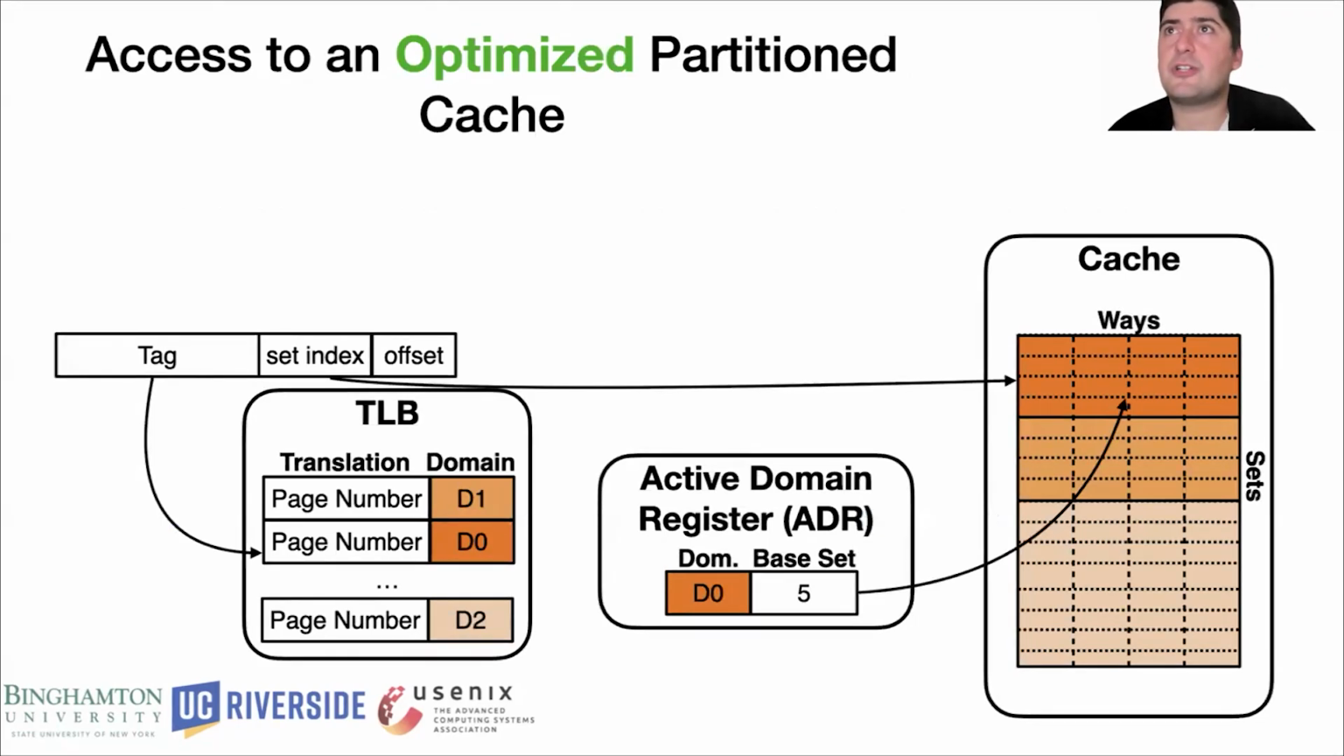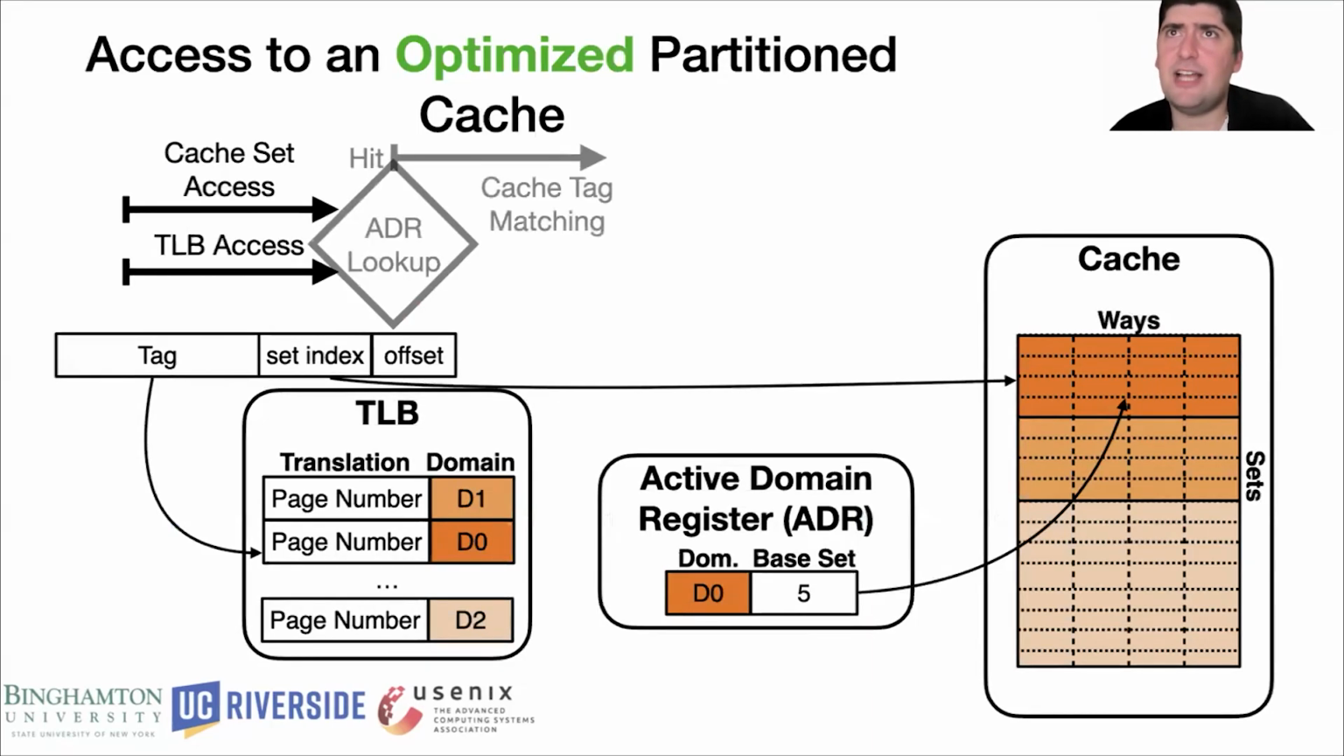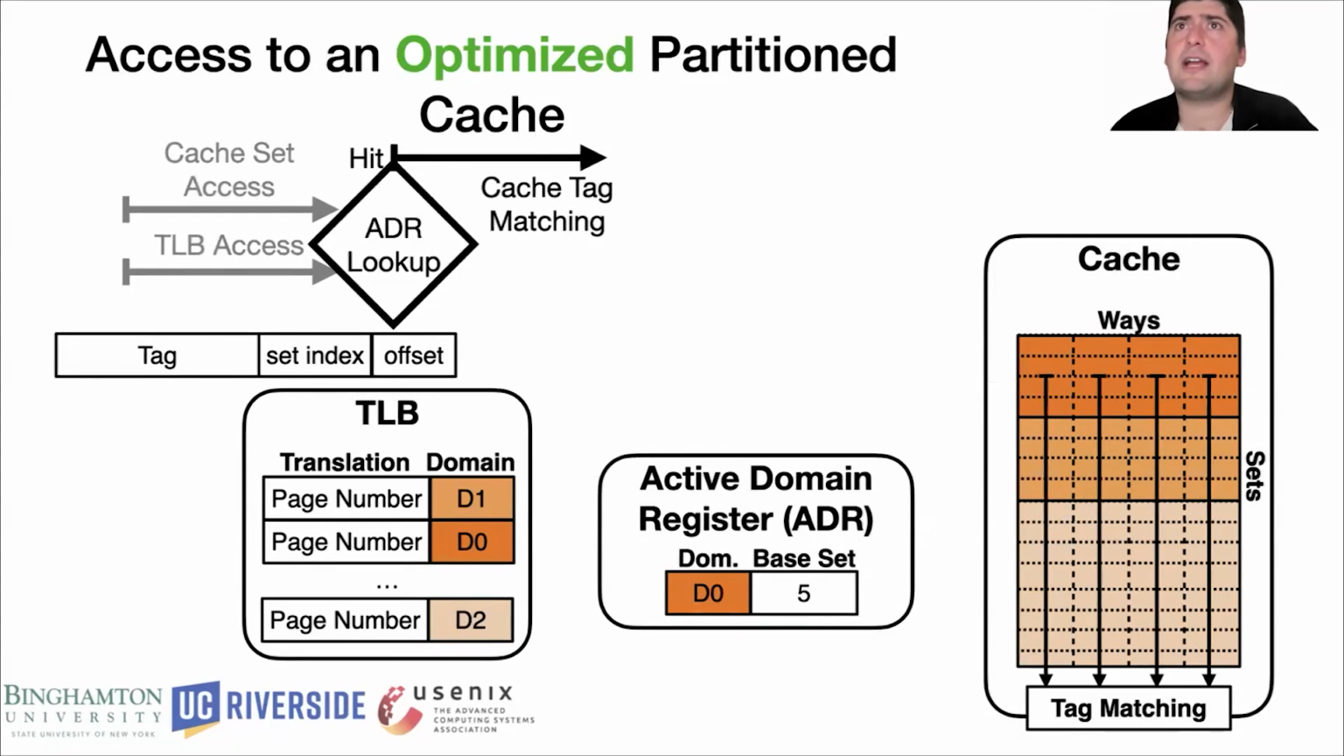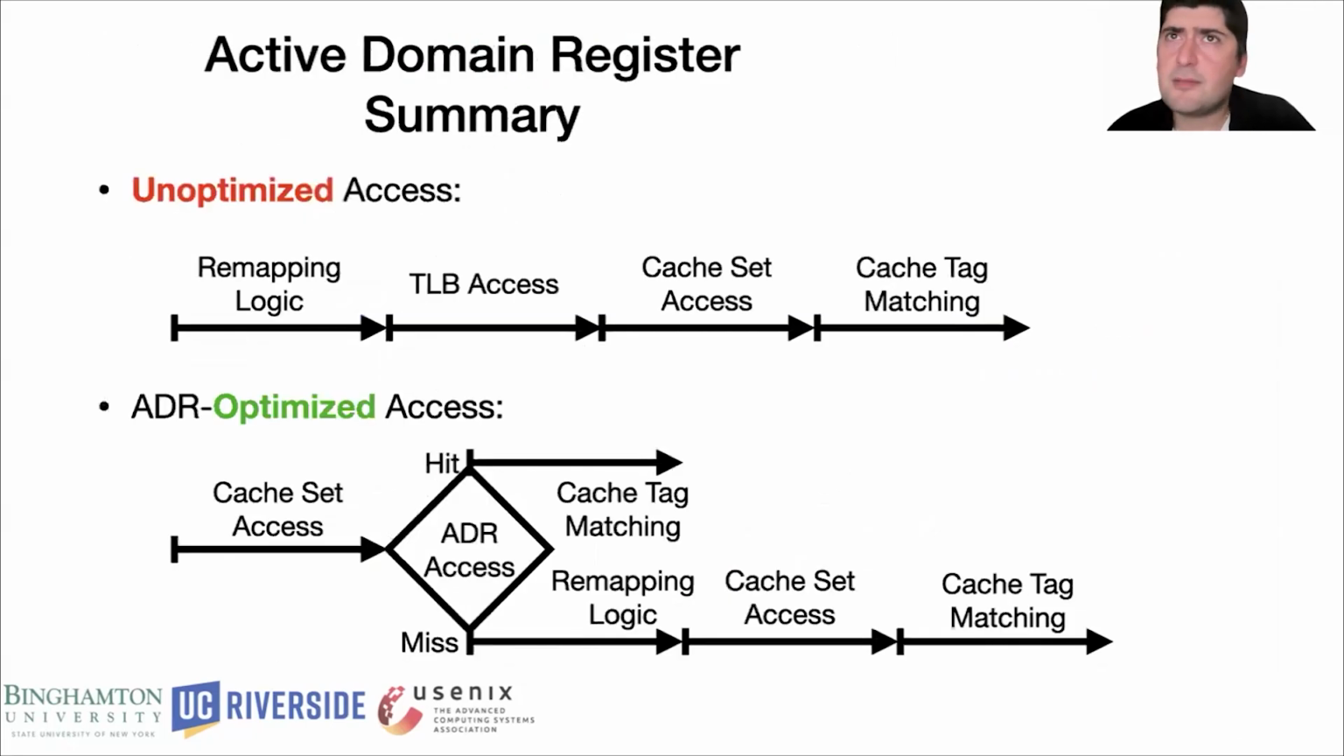Here we introduce a new structure called the Active Domain Register, or ADR for short. ADR stores the DRT entry of the most recently accessed domain, domain 0 in this case. This allows SCC to access the cache and the TLB simultaneously. If ADR predicts the domain correctly, the cache can then perform tag matching as usual. In summary, if not optimized, SCC incurs 2 additional cycles to the cache access. With ADR, we achieve the same baseline cache access latency in case of a hit. In case of a miss, however, SCC incurs the same latency as an unoptimized cache.